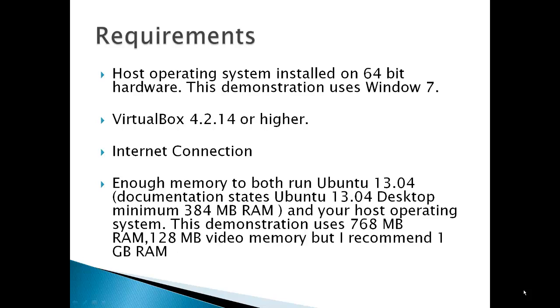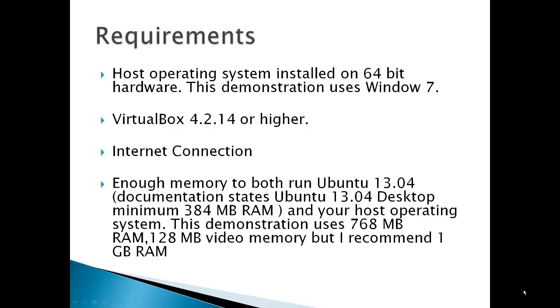Requirements: a host operating system installed on 64-bit hardware. This demonstration uses Windows 7 and VirtualBox 4.2.14 or higher. Do not use 4.2.12 or any earlier version, so make sure you've got at least this version, because 4.2.12 really did not play very nicely with VirtualBox. You also need an internet connection and enough memory to both run Ubuntu 13.04 and your host operating system.